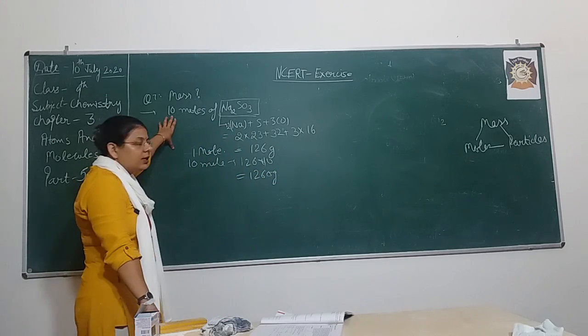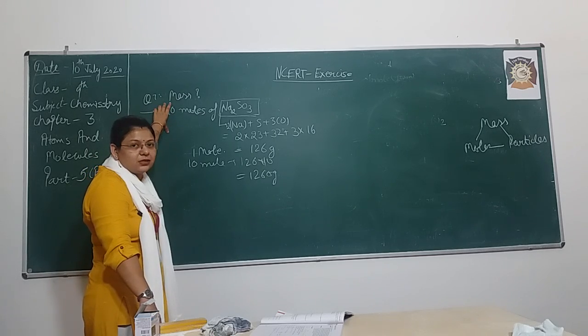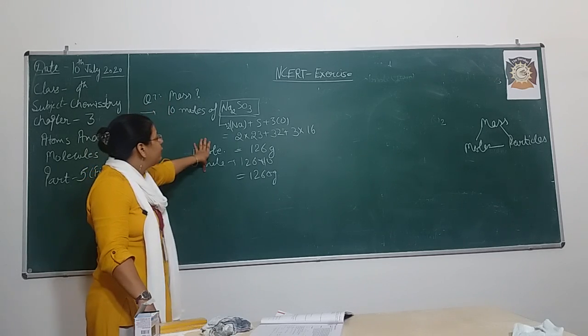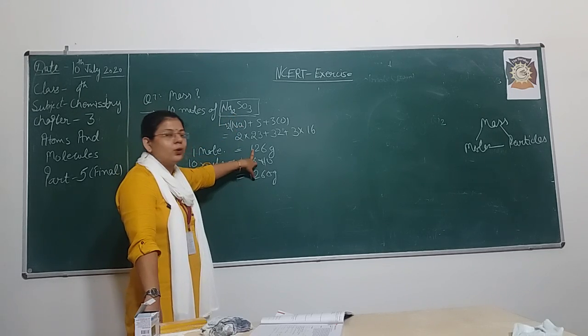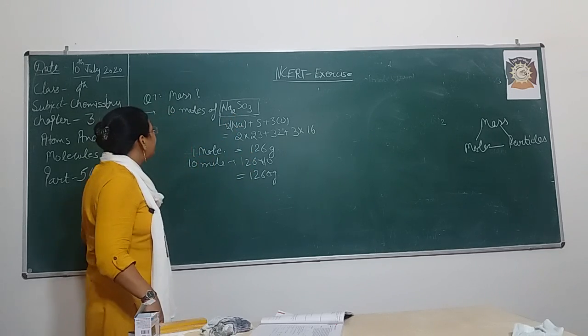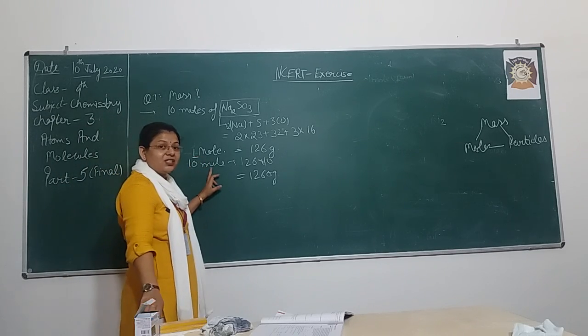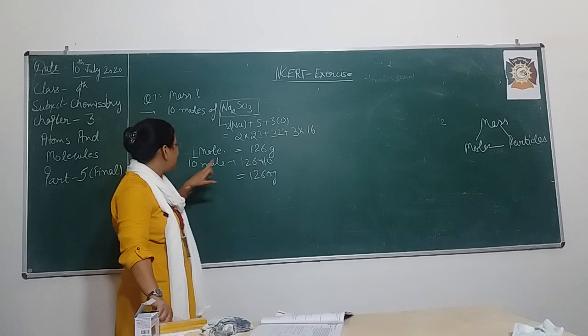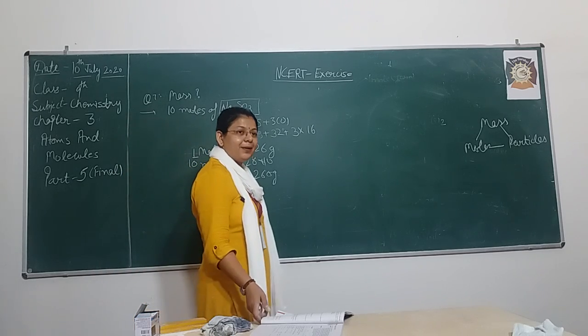You are given the number of moles, and he wants to ask about the mass. So you have to see which compound we are talking about, then calculate its molar mass. We know that the mass of 1 mole is 126 grams and of 10 moles is 1260. You just have to multiply.